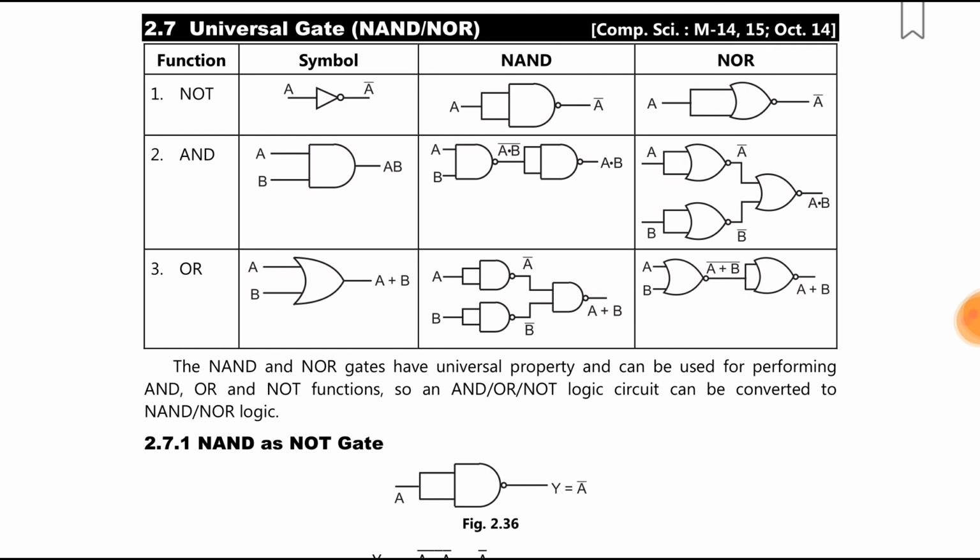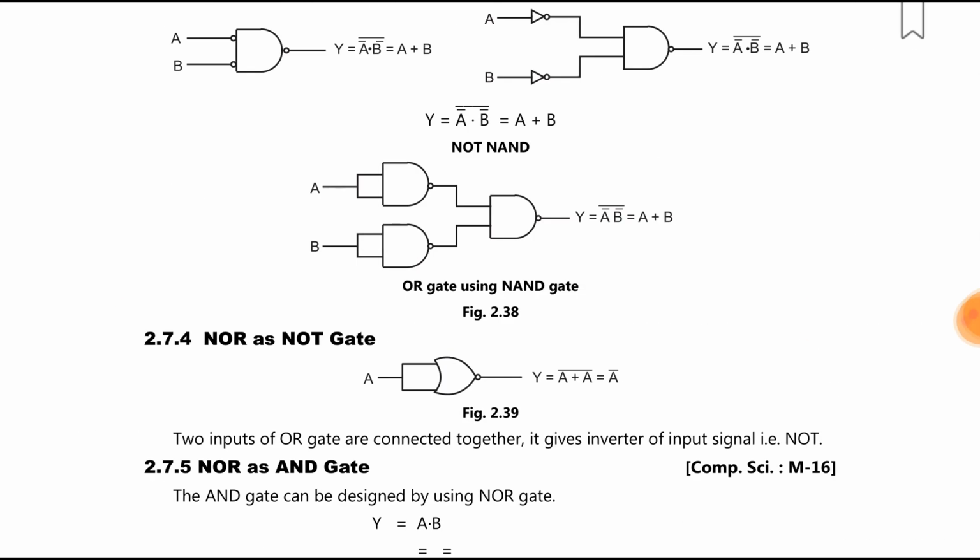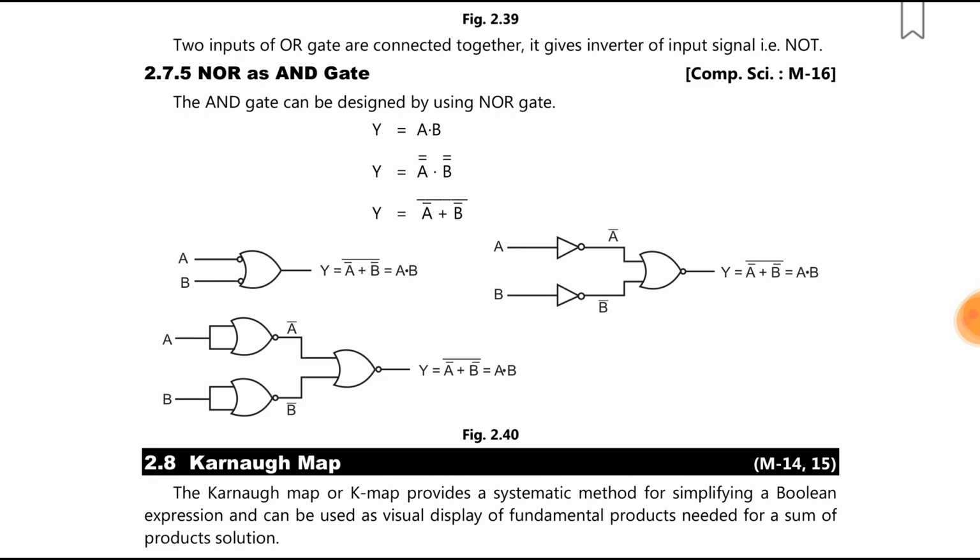So AND, OR or NOT logic circuits can be converted to NAND and NOR logic. NAND as NOT gate, Y is equal to A bar, then NAND as AND gate, then NAND as OR gate. In this way you can have different gates. Then NOR as NOT gate, NOR as AND gate. So in this way you can have different gates using NAND and NOR gates. That way they are known as universal gates.